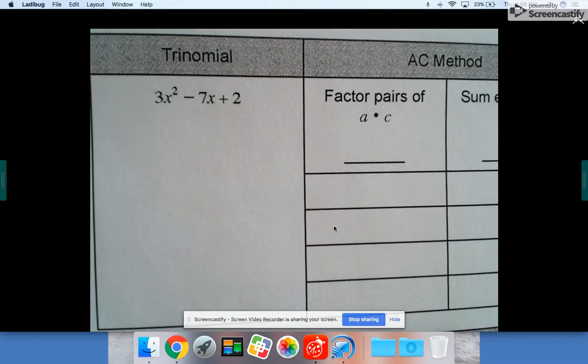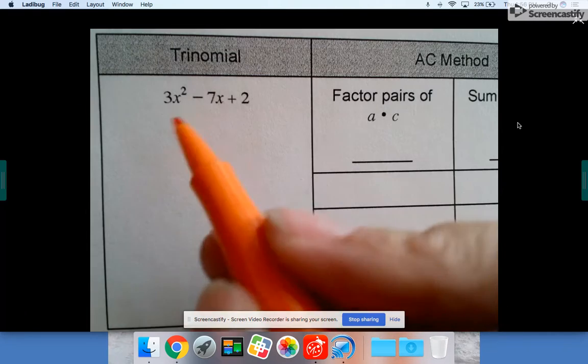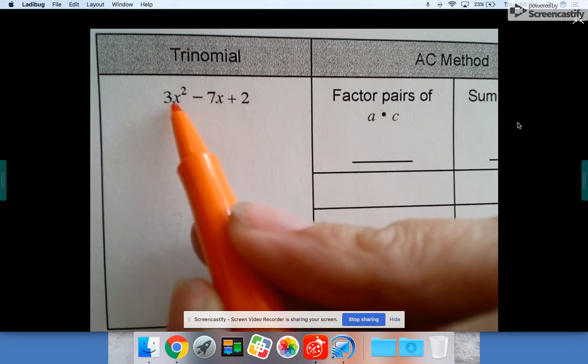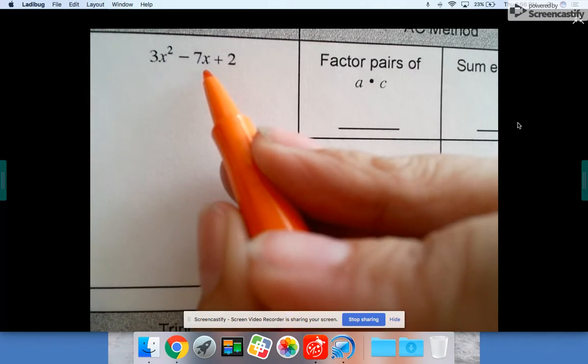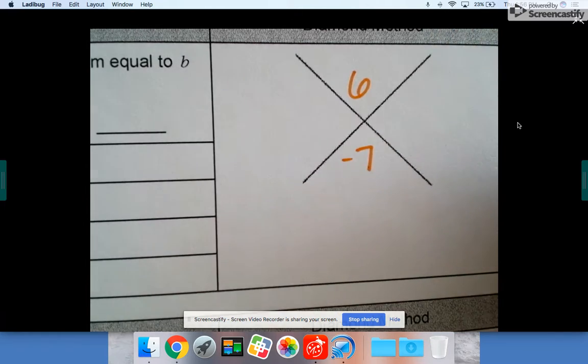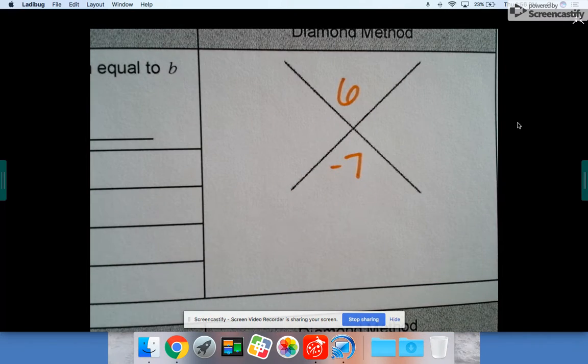Okay, just because I think you guys need maybe a little bit more practice, go ahead and flip it over to the back. Let's try this one. 3 times 2 is 6. And then our middle term is -7. So what two factors of 6, when you add, is -7?